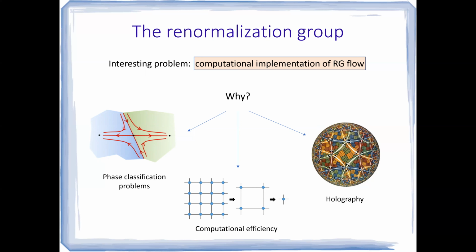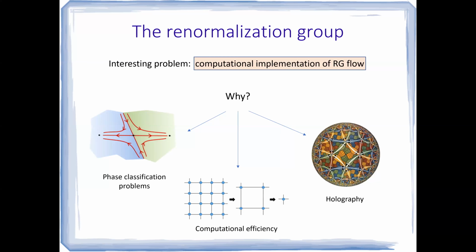As I said before, phase classification problems. You can be given a system that depends on parameters, and you want to find out, for each value of these parameters, what kind of CFT does it flow to under RG, which is kind of asking what kind of long distance physics our system has.